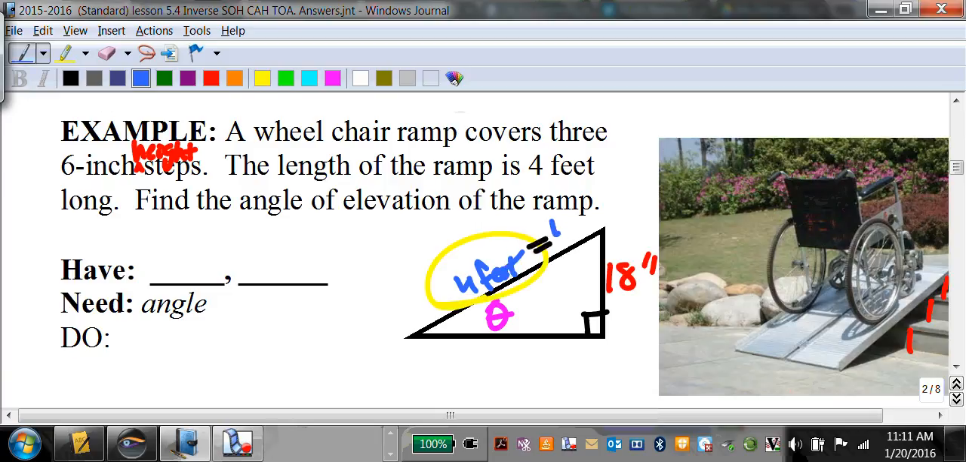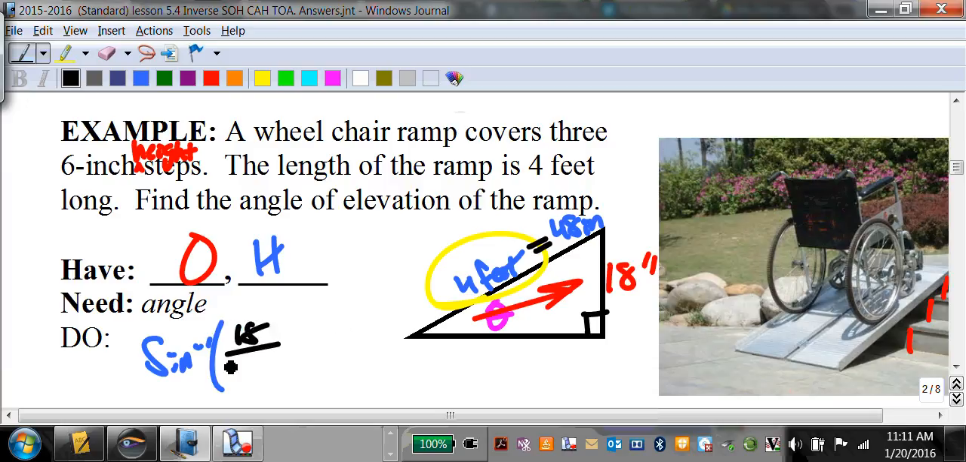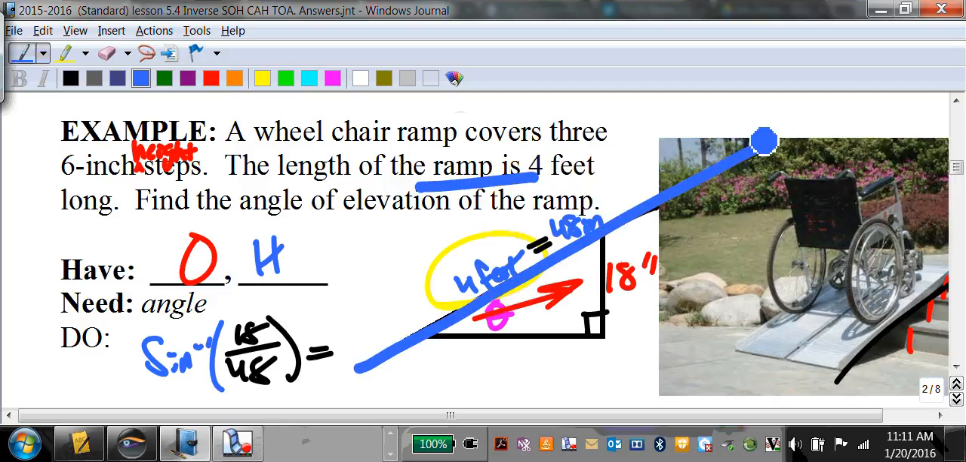Inches. You must get in the same units. We have the opposite and the hypotenuse. Inverse sine. Opposite, 18. 48. Why is this 4 feet? Because it says specifically it is the ramp. It's not the ground. Those of you who use tangent, you use the ground. It's a ramp. Ramp, by definition, goes at a diagonal.